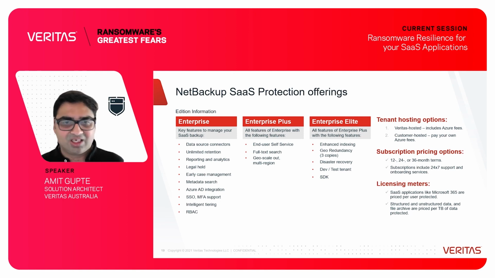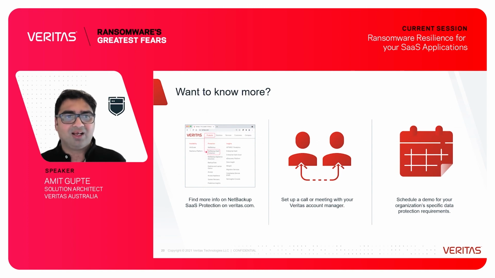With that, you will want to be aware of how NetBackup SaaS Protection licenses are counted. SaaS applications like Microsoft 365, Google Drive, or Slack are licensed based on the number of users who need protection. Other workloads like structured data, unstructured data, and file archives are licensed based on the number of terabytes of the entire data being protected.